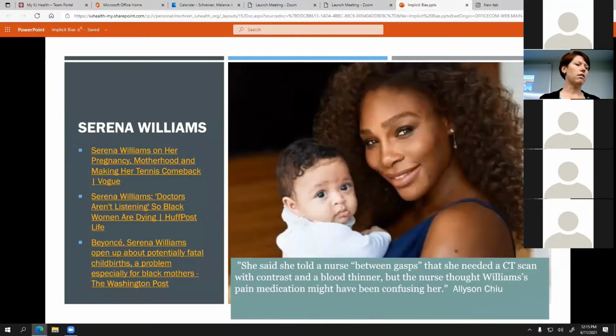There was a quote in an article, and the person writing the article said she told a nurse between gasps that she needed a CT scan with contrast and a blood thinner. But the nurse thought Williams' pain medication might have been confusing her. So even someone as powerful as Serena Williams can't be heard. It's a real problem. There are some links to articles, and if you've not dove into some of those, I think they're fairly interesting to read. But this is a real problem, and not just of disadvantaged or poor African-American women.